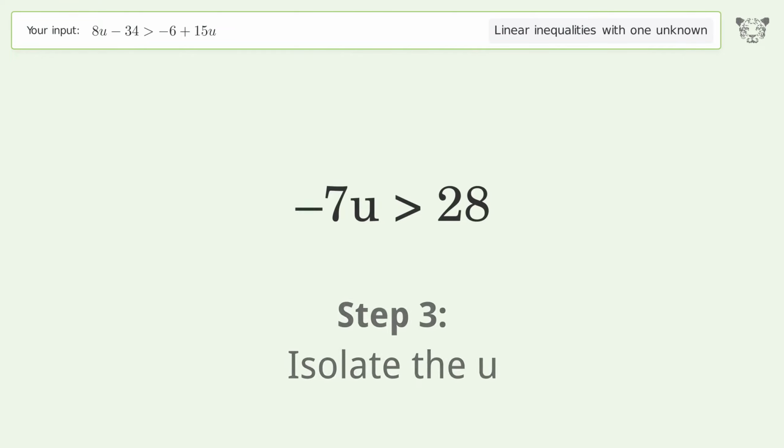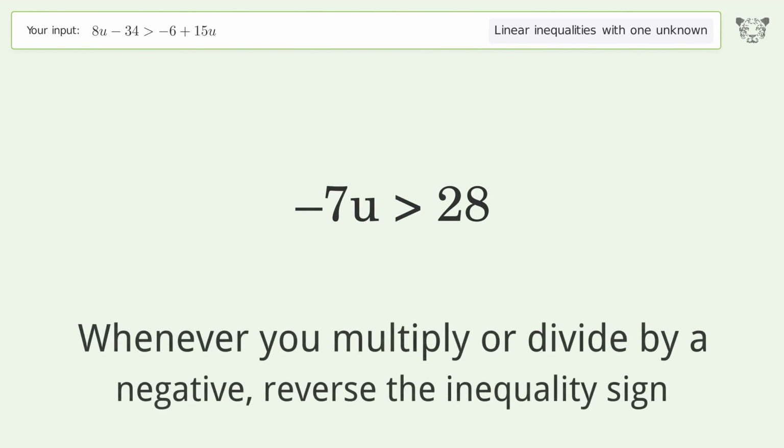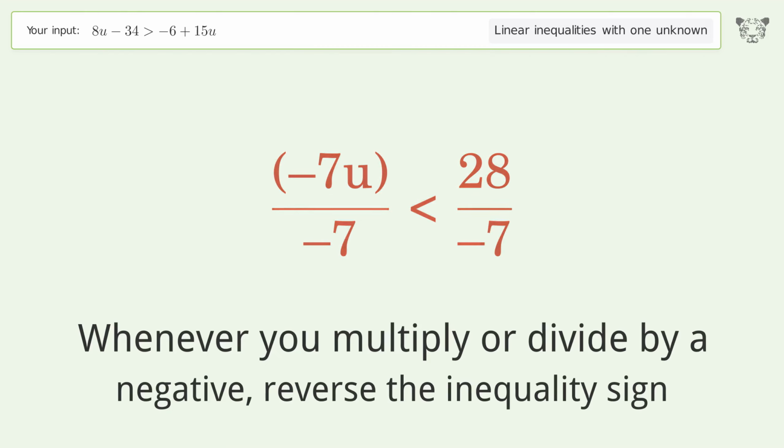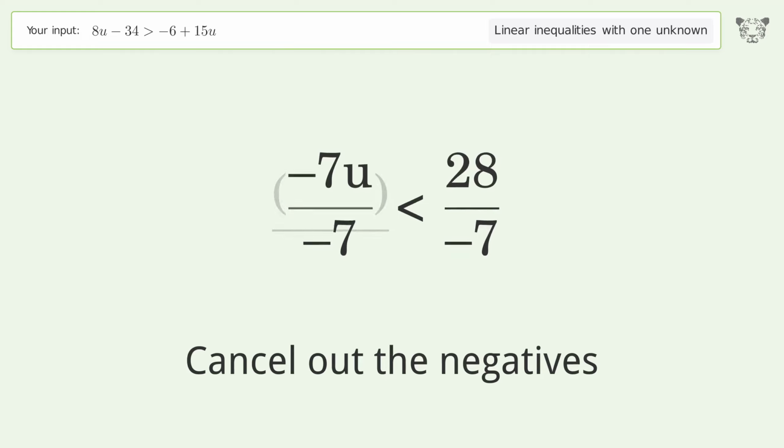Isolate the u. Divide both sides by -7. Whenever you multiply or divide by a negative, reverse the inequality sign. Cancel out the negatives.